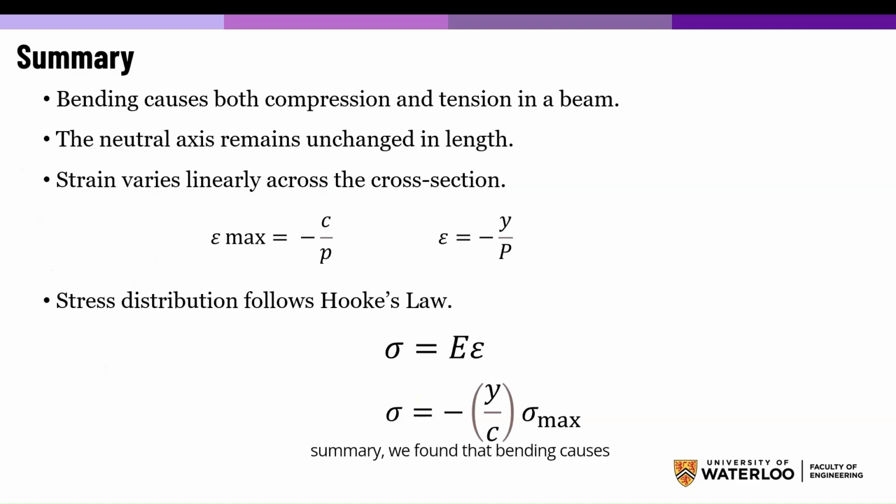So in summary, we found that bending causes both compression and tension in a beam. The neutral axis remains unchanged in length. Strain varies linearly across the cross-section, and stress distribution follows Hooke's law.